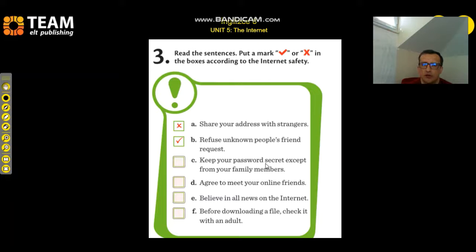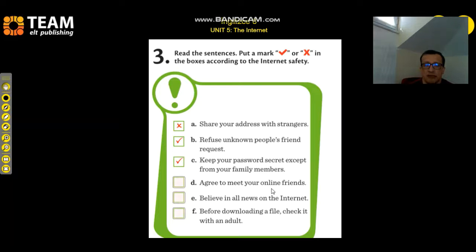What about next? Keep your password secret except from your family members. Yes, just in case they need your secret password, and there is a problem in the future, and something bad happens to you, they must know your password. Your family must know the password, but the other people mustn't know the password. So this is, yes, you must keep your password secret except from your family members. This is also correct. It is true.